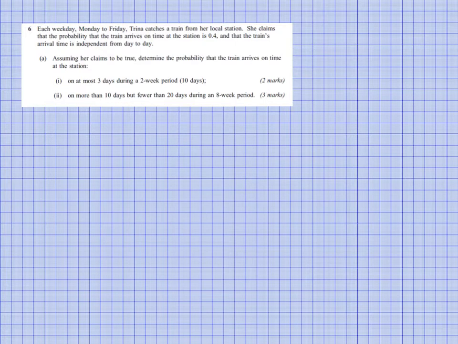For question A, we can set up a binomial model where x is the number of times the train is late, and that can be modelled as a binomial. In question A, there are 10 trials with a fixed probability of 0.4. We're interested in the probability that x is at most 3, so x is less than or equal to 3.